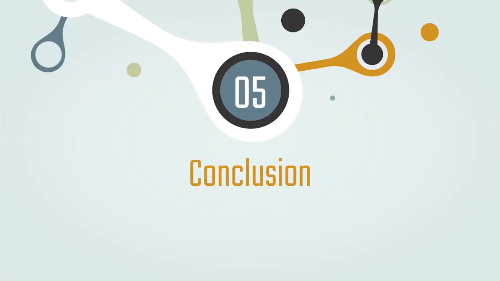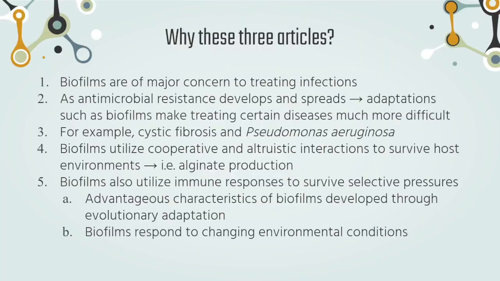After hearing about all the information, we hope you're all now aware of how serious biofilms are against human health. More than half of microbial and chronic infections have the presence of biofilms, and it's getting harder to treat them due to their strong resistances. The reason we chose these 3 articles is because we wanted to discuss the major concern that biofilms pose in many infections. As antimicrobial treatments develop and become more widespread, the microbial world is also adapting to it. Biofilms are making it much more difficult to treat specific diseases, and we use cystic fibrosis and the bacteria Pseudomonas aeruginosa as one of our main connections.